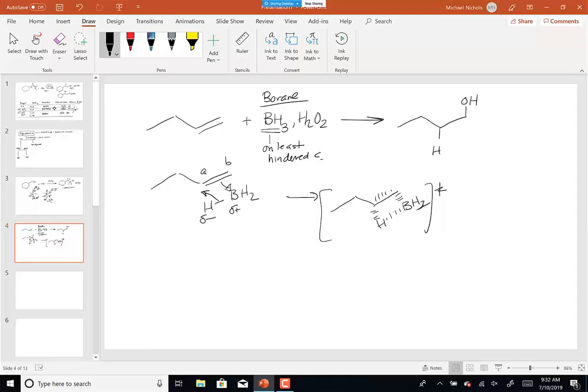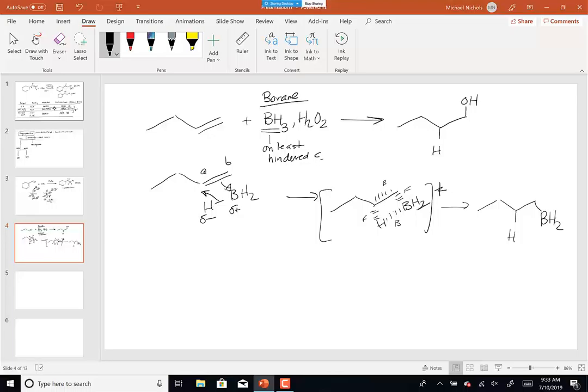And now you can say, well, what about the charges? There are no charges. There are no full positive or negative charges in the reactant. And there's going to be no charge in the final product. So in the final product, my H goes here and my BH2 goes there. The top and the bottom, well, yeah, this is forming, this is breaking, this is forming, this is breaking. So basically what you have is here's my alkene as a table, here's my BH2, it's coming down and I'm just adding it right on top of the double bond.